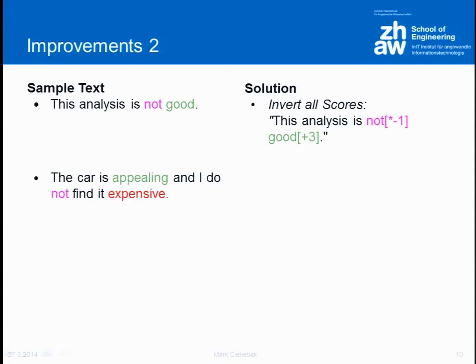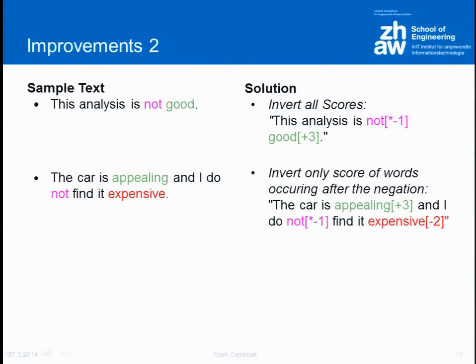But then, this car is appealing, and I do not find it expensive. Well, you cannot just multiply everything with minus 1, because this would just invert the value of appealing as well, so you cannot do that. And you can say, okay, I do it. What did I do? I invert only scores after the appearance of negation. Okay, now it becomes boring because you know what comes next, right? I do not find the car expensive, and it is appealing.